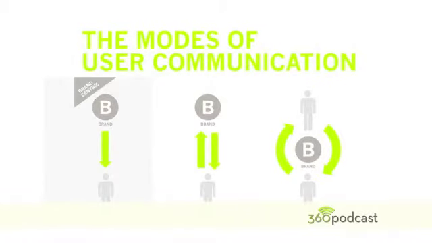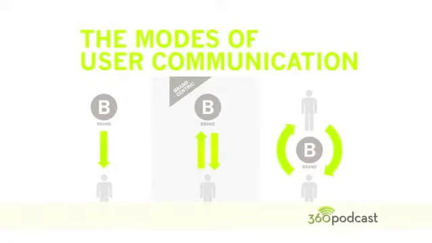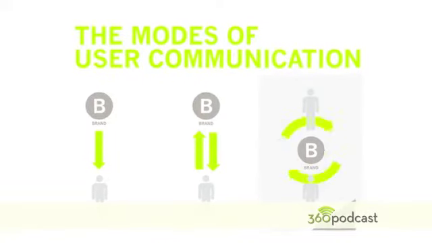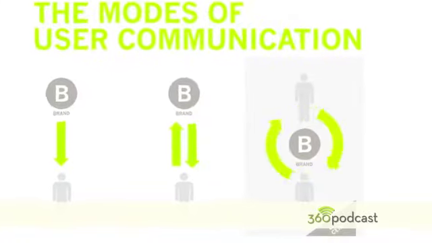To better understand this space, we've actually created this construct that we call the 3 modes of consumer communication. Mode 1 is when the brand is talking to the consumer. Mode 2 is when the consumer and the brand are having a personal conversation. And mode 3 is when the consumer is talking to another consumer and the brand is in the conversation, either as the enabler or as the subject of the conversation.